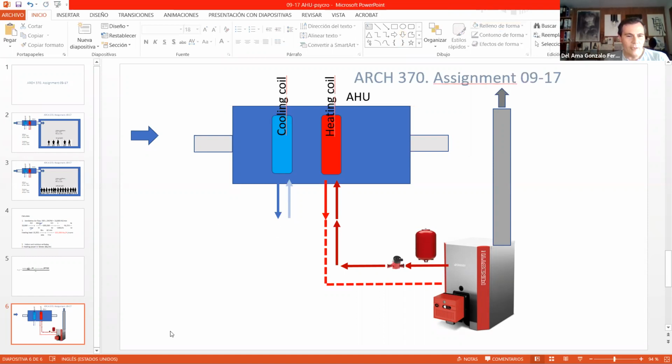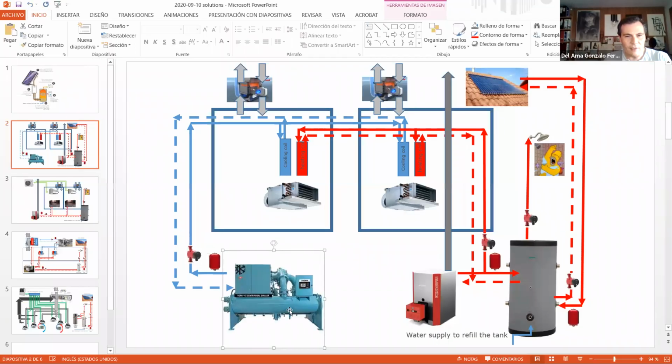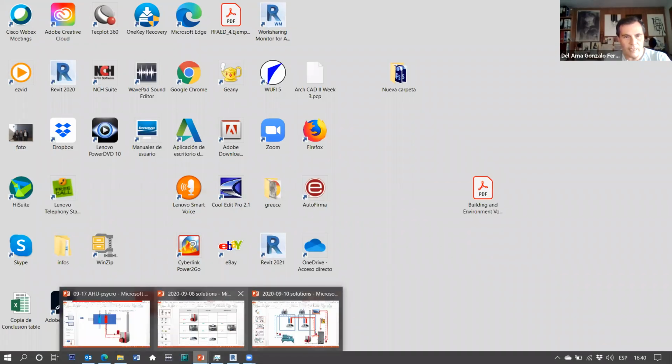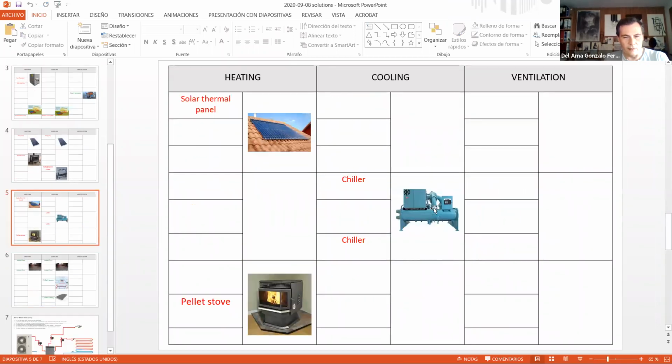cooling coil. What can we use to cool down water? Okay, so here we have a chiller. This is a chiller. We should open this catalog. Yeah, so that would be better. And this is the chiller. Okay, here. So we copy this one.